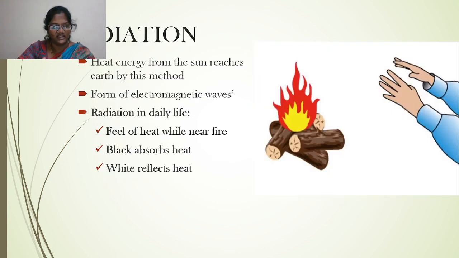Radiation. The feel of heat while near fire. Because of radiation, black absorbs more heat. So in the summer season, we are used to avoiding black. White reflects heat. So in summer seasons, most people are asked to wear white dresses.